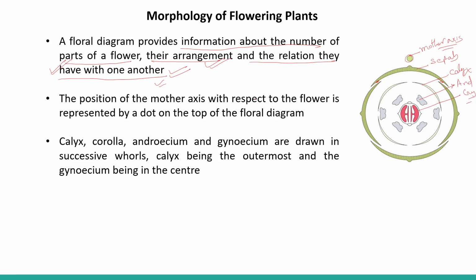The position of the mother axis with respect to the flower is represented by a dot on the top of the floral diagram. So this is the mother axis. Calyx, corolla, androecium and gynoecium are drawn in the successive whorls, calyx being the outermost and the gynoecium being in the center. So this is the position of gynoecium and this is the position of outermost, the sepals or calyx.